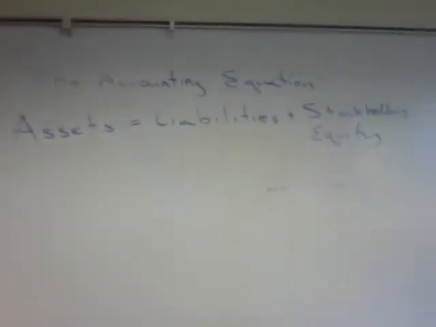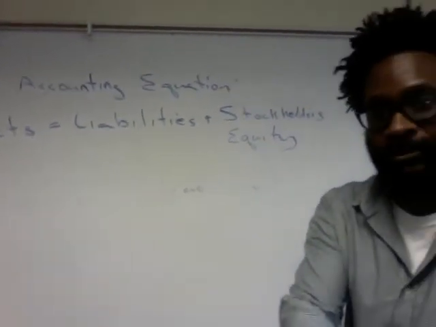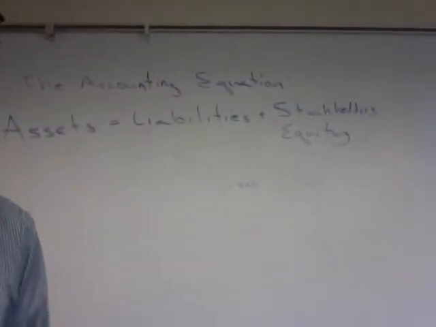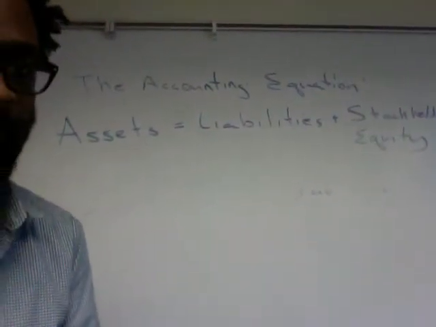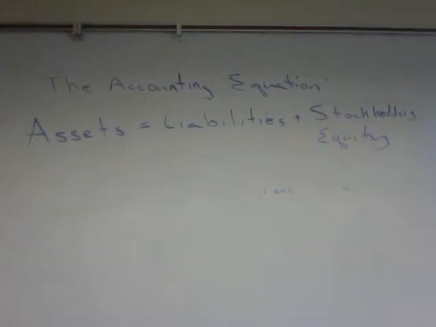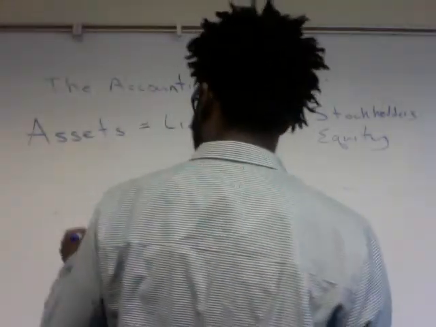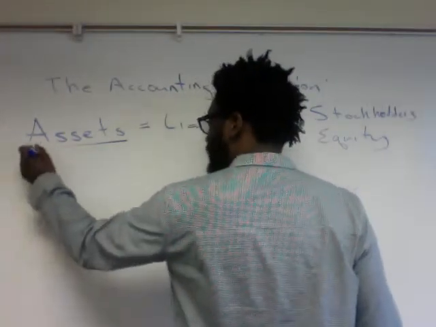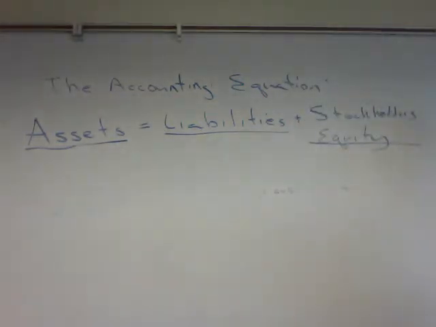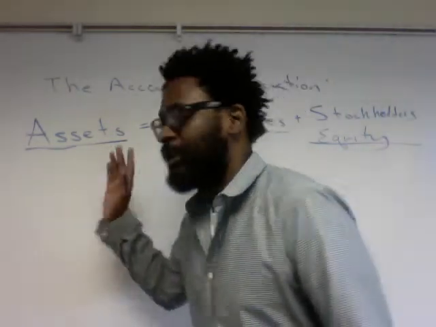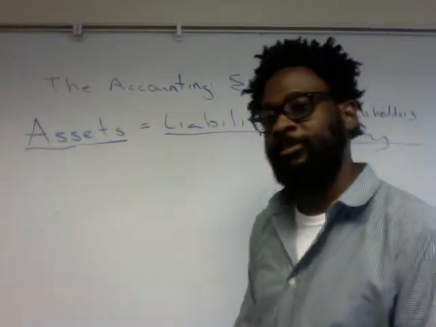Assets equals liabilities plus stockholders' equity. That's our accounting equation. So basically we're saying that whatever assets are, they have to equal whatever liabilities are plus the stockholders' equity of a company at all times. So you have to memorize this in order to move forward. Assets equals liabilities plus stockholders' equity.